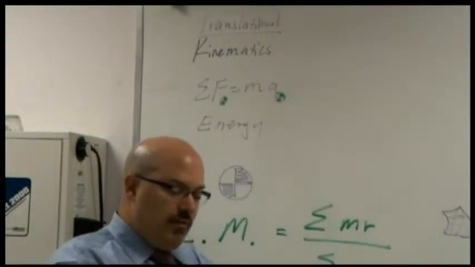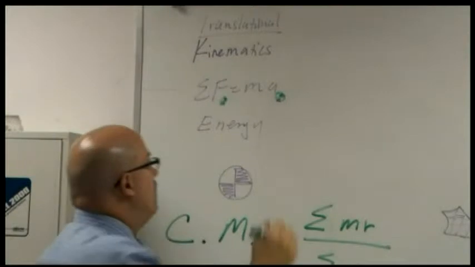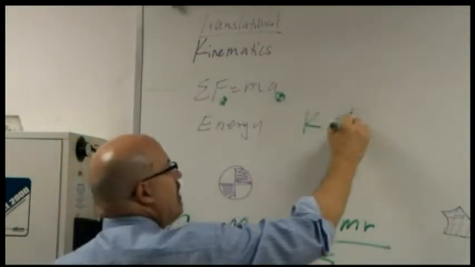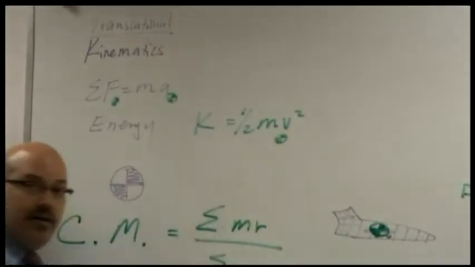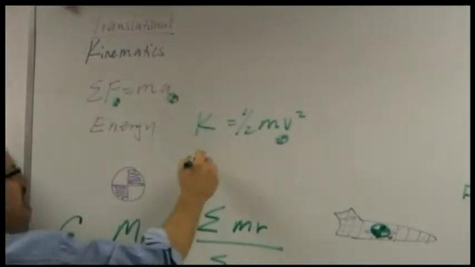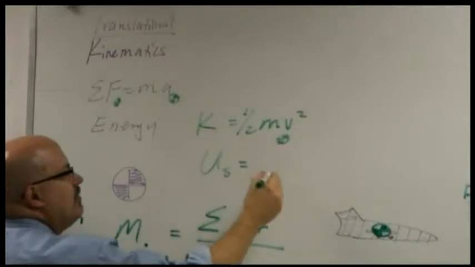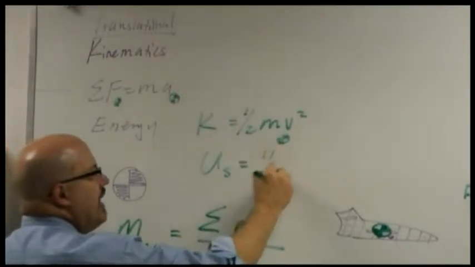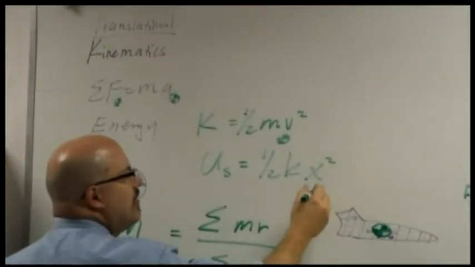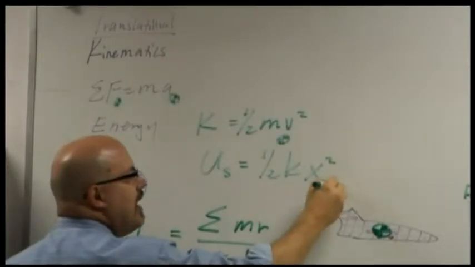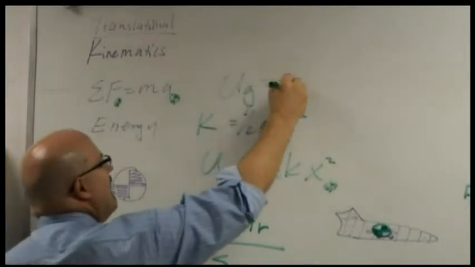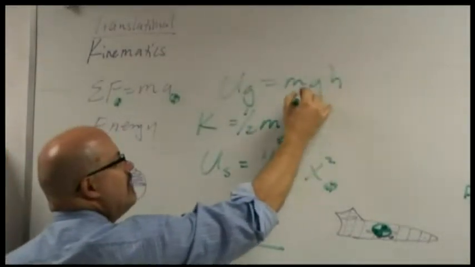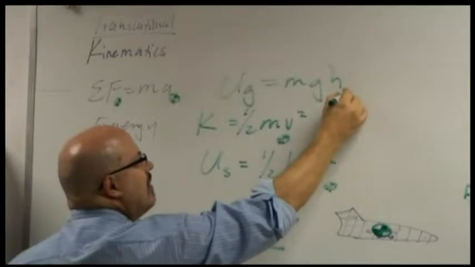And when we're talking about kinetic energy, I'm talking about 1/2 mv squared. We're only talking about the motion of the center of mass. If we're talking about potential energy, spring potential energy, we're talking only about 1/2 kx squared, and we're talking about the location of the center of mass. We're talking about gravitational potential energy, mgh. Once again, we're only talking about the location of the center of mass.